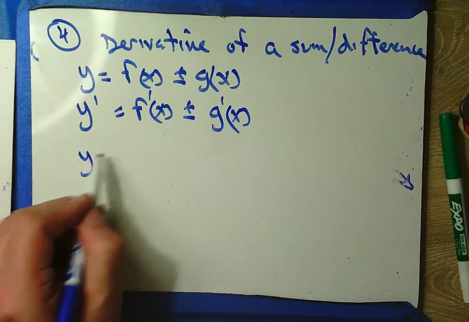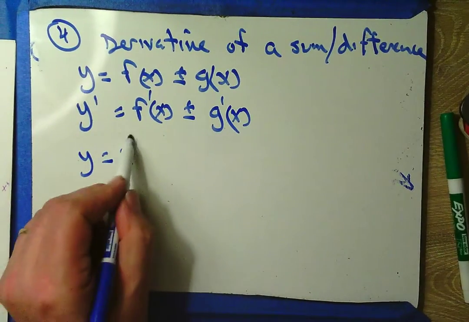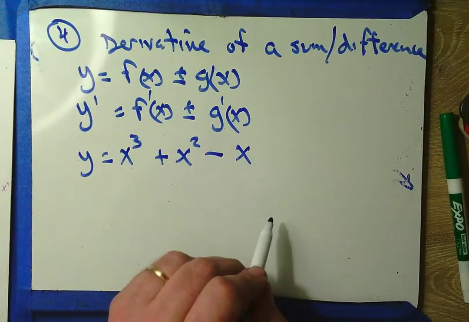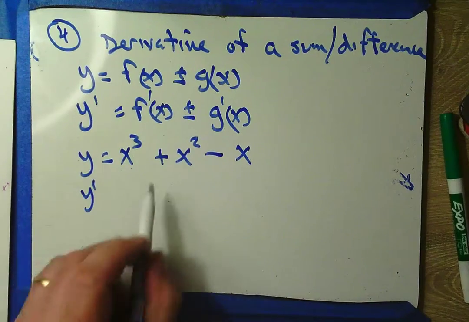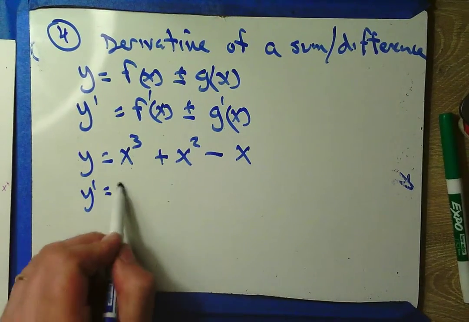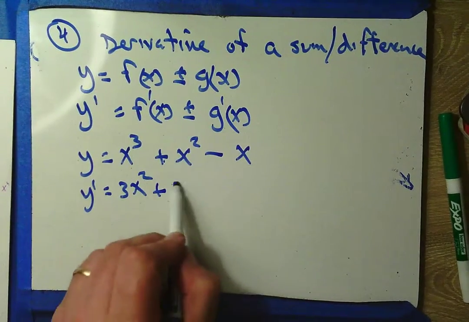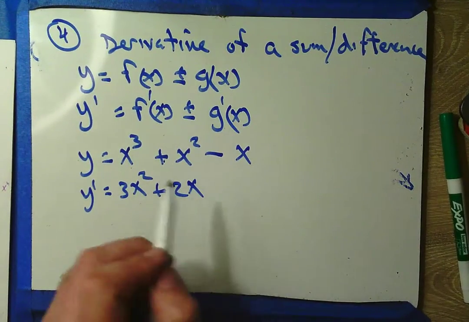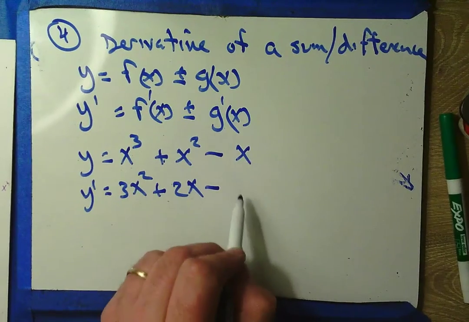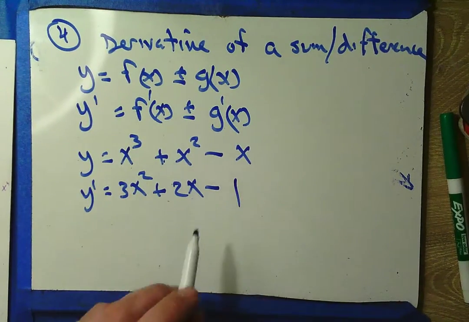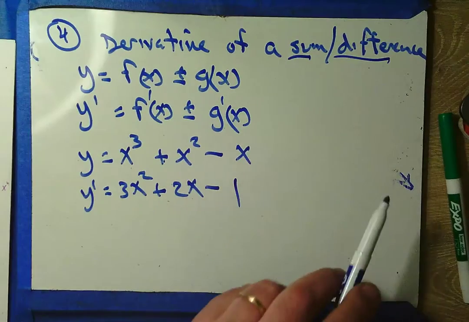So if I'm looking at something like y equals x to the third plus x squared minus x, well, y prime will be the derivative of this, 3x squared, plus the derivative of this, which is 2x, minus the derivative of this, which is 1. Okay, so we've got the derivative of a sum or a difference.